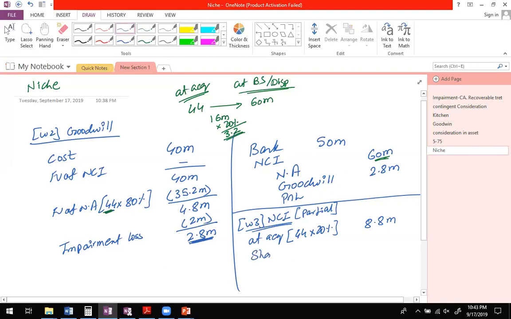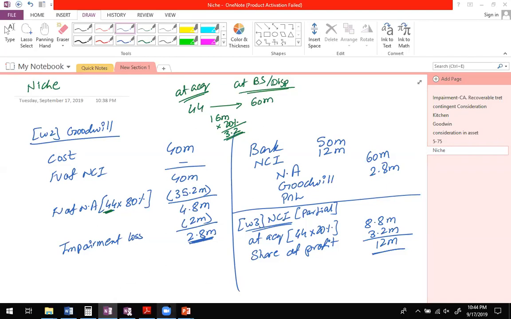So if we add the share of profit of NCI of $3.2 million, we are going to get the value of NCI of $12 million. This is how we calculate the value of the NCI. So NCI should be debited by $12 million in this case. So now we have got all the values.